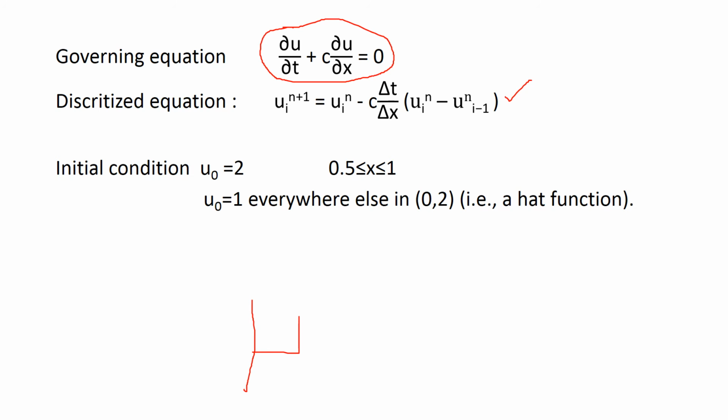What is the meaning of square wave? I'll explain here. This is the square wave, and the total distance is 2 here, and from the distance 0 to 0.5 the wave is having the value of 1, and from 0.5 to 1 the wave is having the value of 2, and from 1 to 2 it is again having the value of 1. So this is the given initial condition.